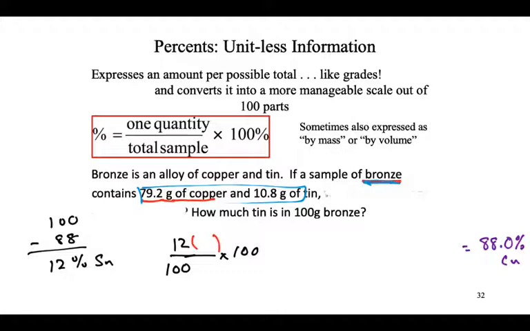Is it a percent anymore? I just said times 100. That's how I got the percent before. The times 100 is already there. What are the units of that 12? It was grams of tin. What's the units on the 100 underneath? Grams of bronze.